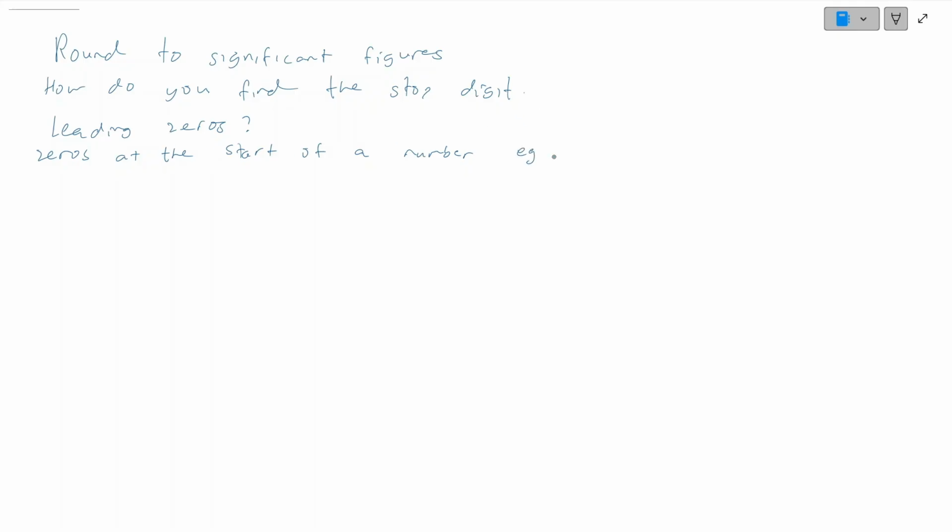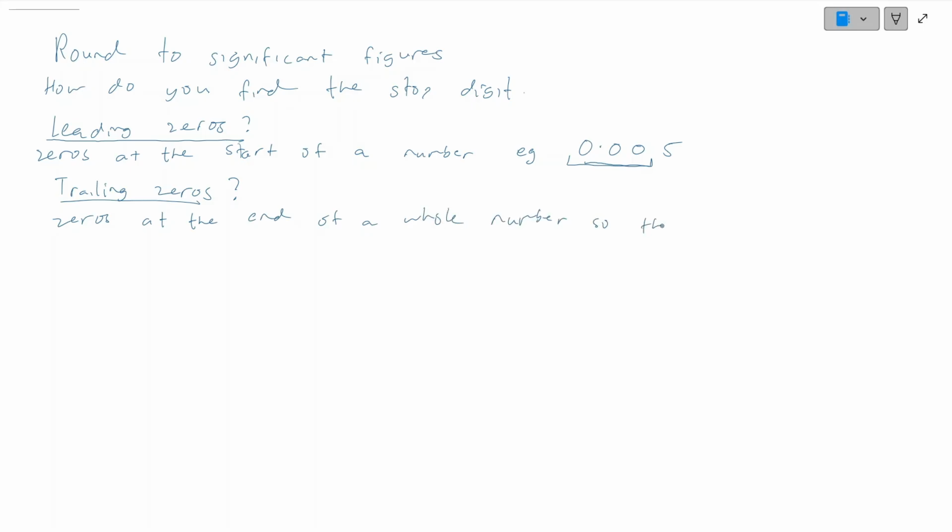So, for example, 0.005. These 3 zeros are known as the leading zeros, the zeros that are at the start of the number. And then let's take a look at what trailing zeros are. Trailing zeros are the zeros at the end of a whole number. So the zeros that are before the decimal point.